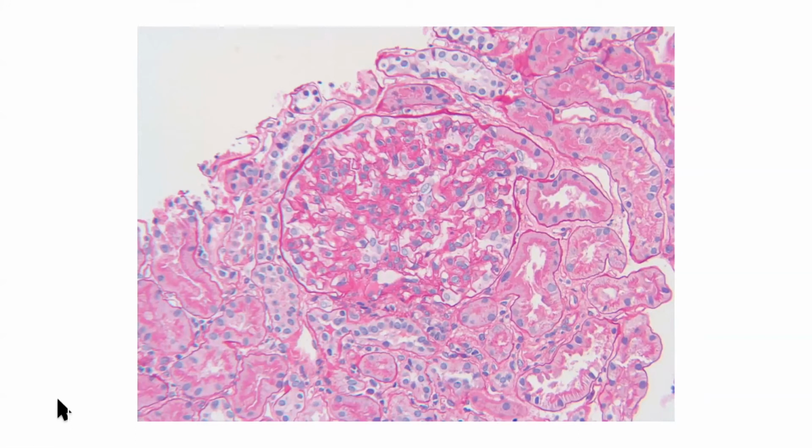So this is the medium to high power. We see one glom in the center. The capillary lumen is patent. There's no endocapillary proliferation. I don't see wire loop lesions. The mesangium is expanded, I would say diffusely. And there's no crescents, no breaking of the Bowman's capsule. So just a mesangial expansion.